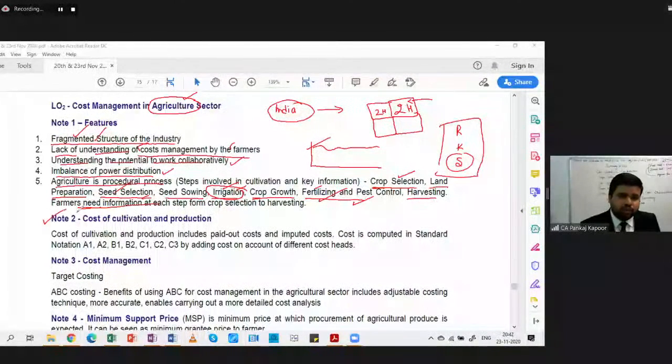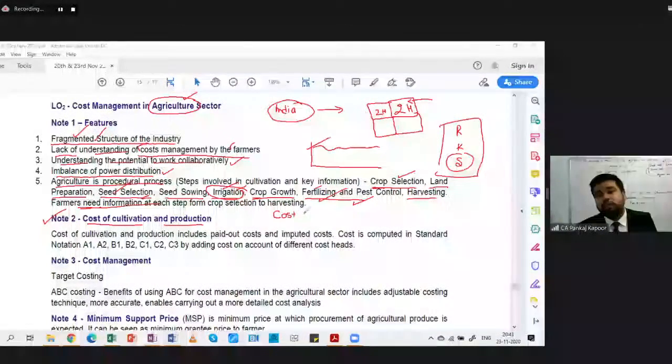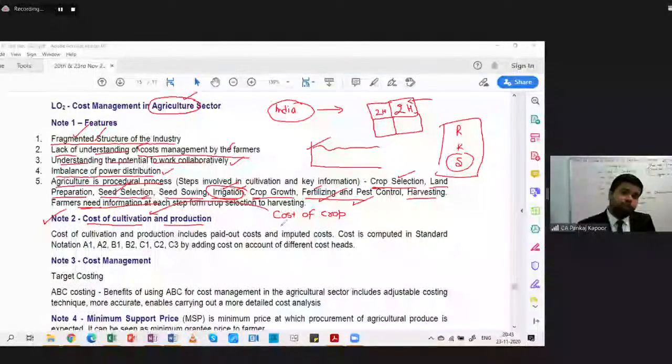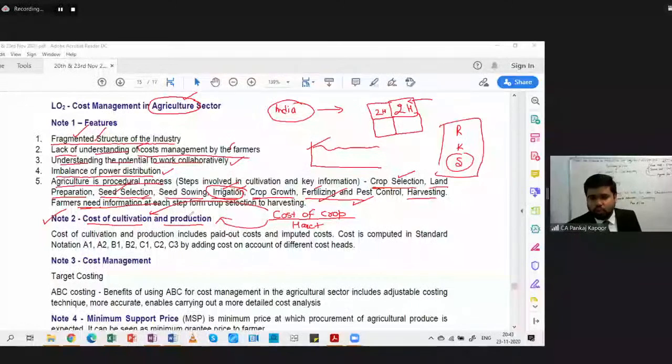Okay. Now moving to the costing related discussion, the cost of cultivation and the cost of production. Let me tell you first the difference between the two. When you compute the cost of a crop, it is known as the cost of cultivation. When you convert this cost to per hectare or per acre, it is known as the cost of production. So both are the same thing, only the unit of measurement is different.